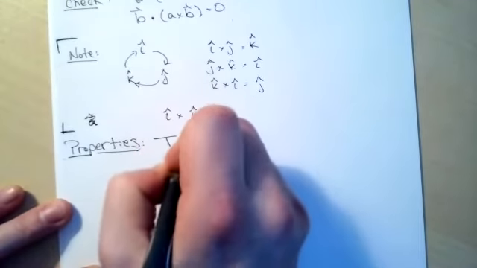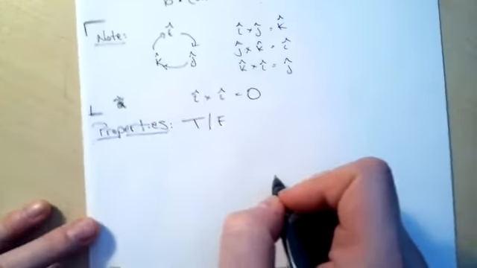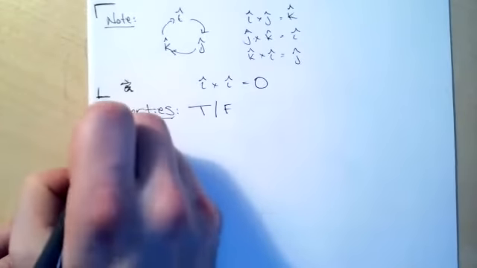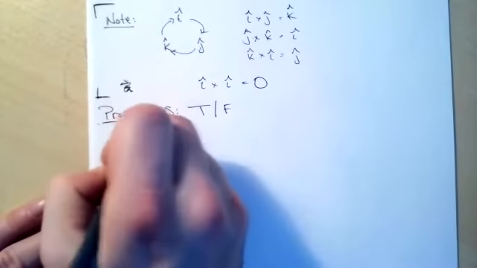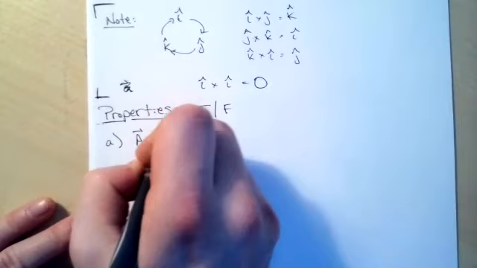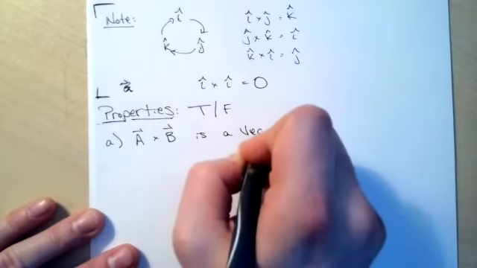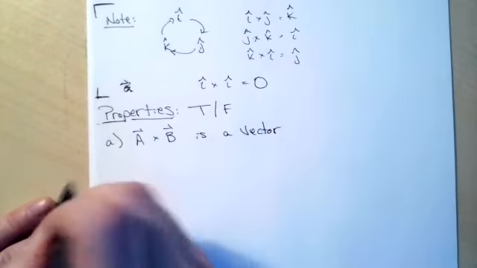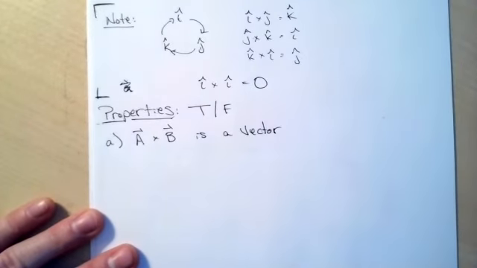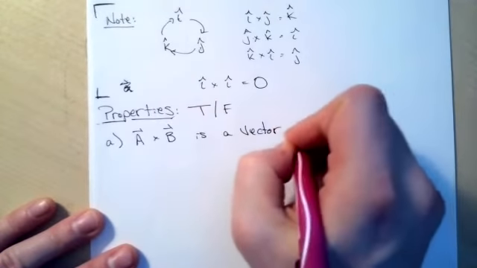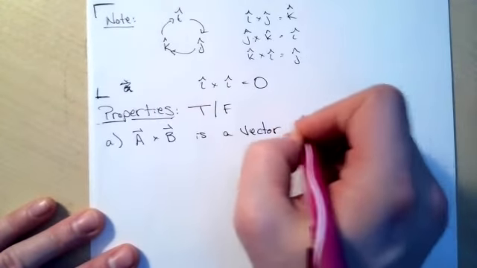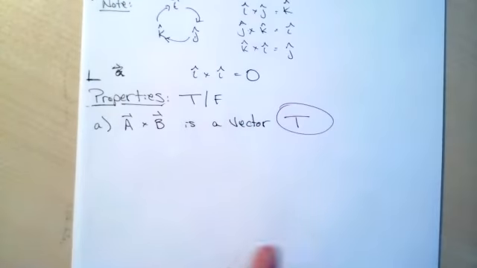And again, let's go through these as true, false. First one we want to talk about is A cross B is a vector. This one, hopefully everyone can see, is true. So this is our vector product.